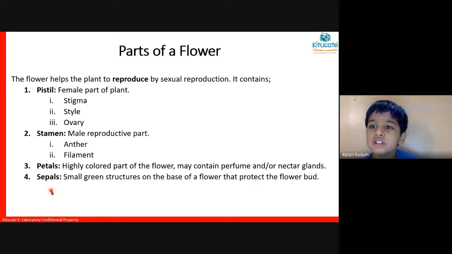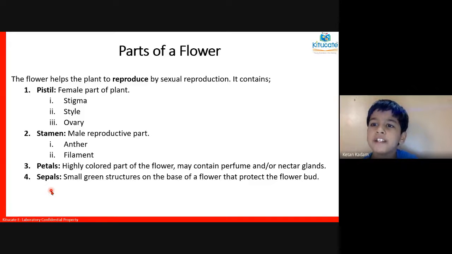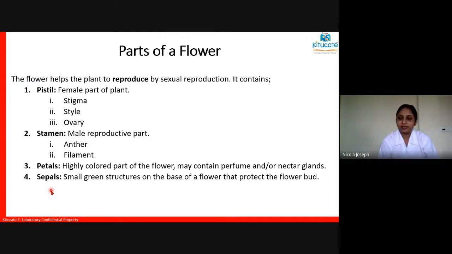I know one. You know one. Which one? Petal. Petals. Okay, so petals, what are petals? They are the colored parts of the flower, and they attract all the insects to it. All right. What about the sepals?